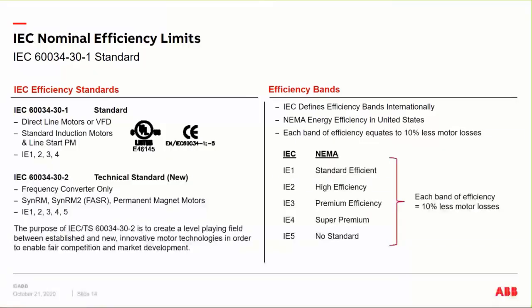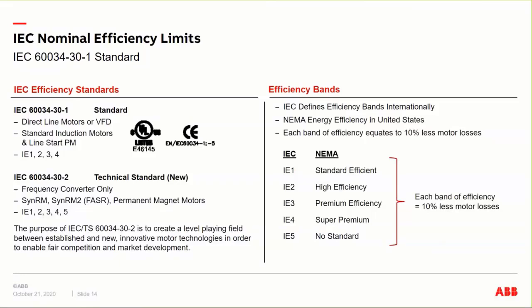So let's take a look at your efficiency standards. There's NEMA standards here in the US, and then you have IEC that defines efficiency bands internationally. Here in NEMA, you have standard efficient, high efficient, premium efficient, and super premium, and they kind of align to IE 1, 2, 3, and 4 levels. There really is no NEMA standard yet for IE 5. It doesn't exist. Some people are using ultra premium, but NEMA hasn't actually defined that.